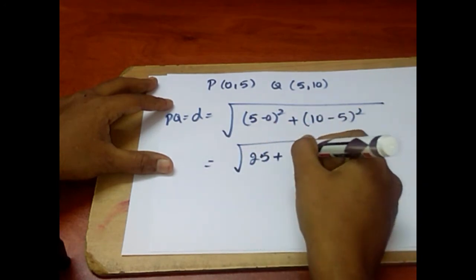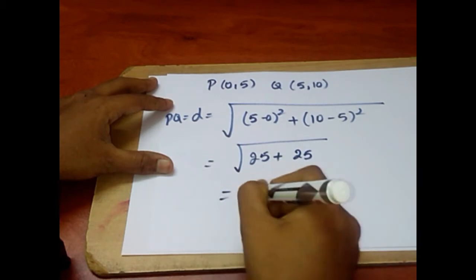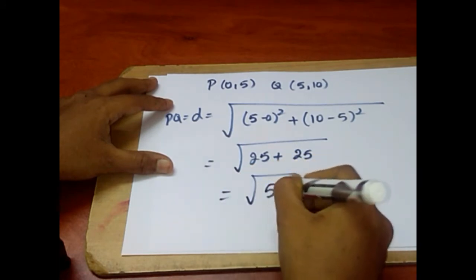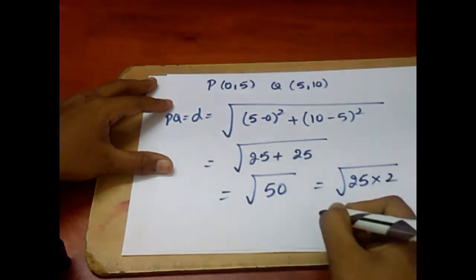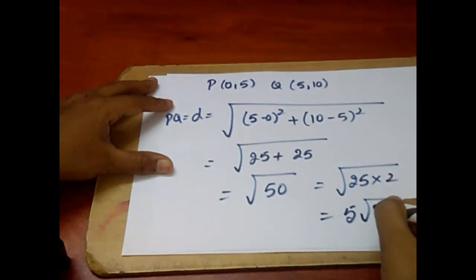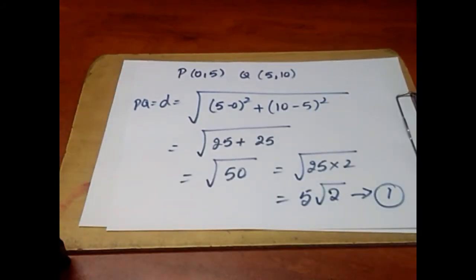10 minus 5 is 5, 5 square is 25. 25 plus 25 is 50. This can be written as 25 into 2. Hence the measure of PQ is 5 root 2. Mark it as result number 1.